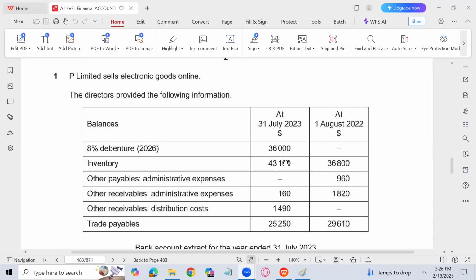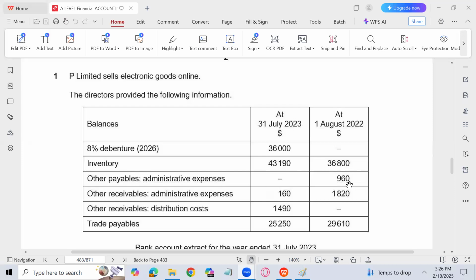If you see, at 1st August 2022, which is the start of the year, there were no debentures. But at 31st July 2023, we have a debenture of 36,000. It means the debentures were issued, or the loan was taken from the individual, in the current year. That is 36,000. Inventory opening is 36,800, closing is 43,190.